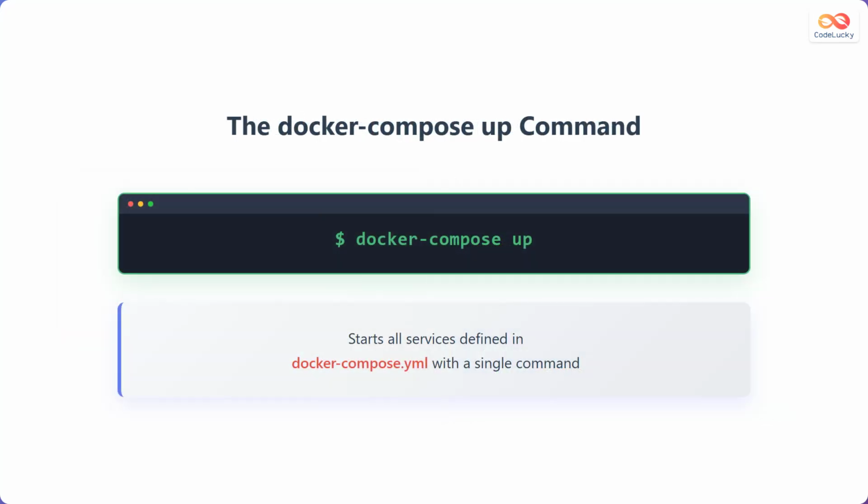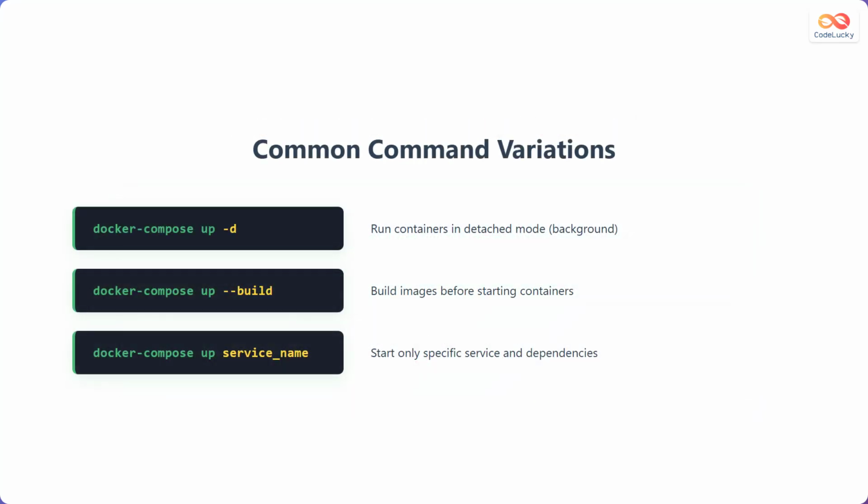The basic docker-compose up command. $ docker-compose up starts all services defined in docker-compose.yml with a single command. Here are some common command variations. docker-compose up -d runs containers in detached mode, that is, in the background. docker-compose up --build builds images before starting containers. docker-compose up service_name starts only the specific service and its dependencies.